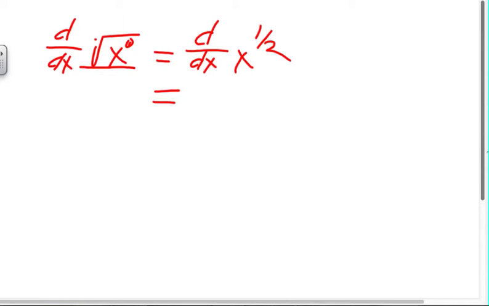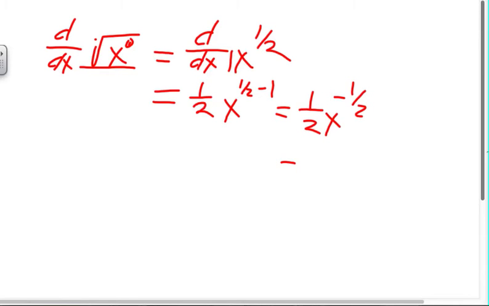Then I go in and apply the power rule. My coefficient is 1, it's not written, so 1/2 times 1 gives me 1/2 x to the 1/2 minus 1, which gives me 1/2 x to the negative 1/2, which works out to be 1 over 2 square root of x. Because of this negative, this x goes in the denominator.